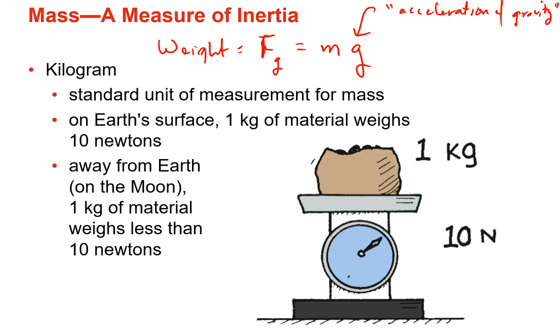But g is the acceleration of gravity. It's the acceleration caused by gravity when you're on the surface of the Earth. Now, if you go away from the surface of the Earth, we can still use g, but it's a different value. On the surface of the Earth, depending on where you are, g is approximately 9.80 meters per second squared.